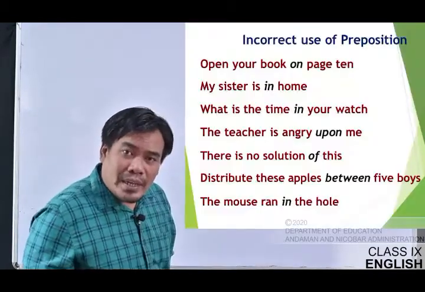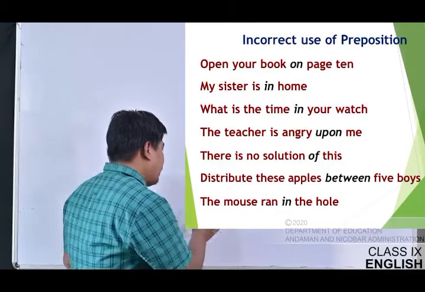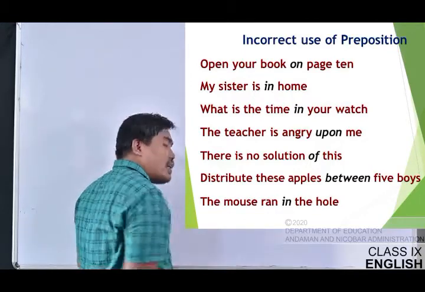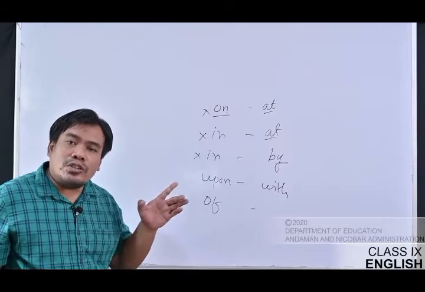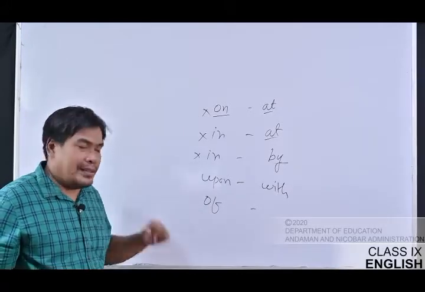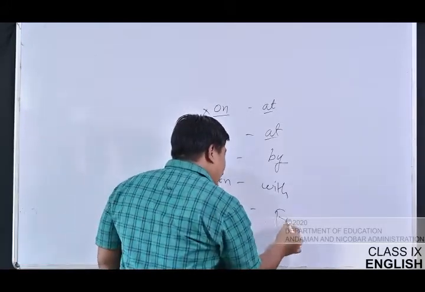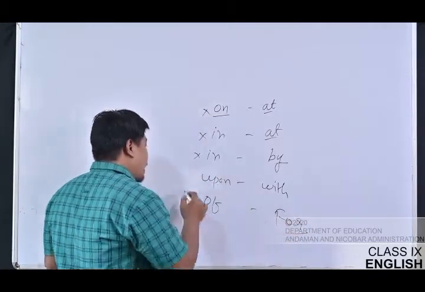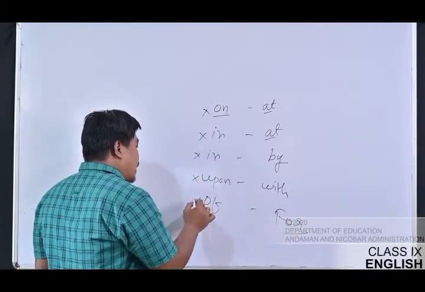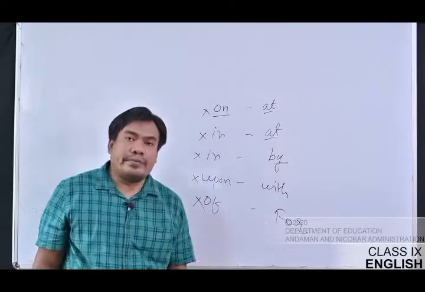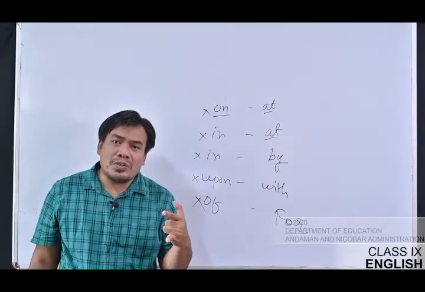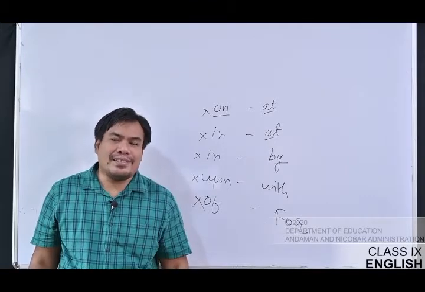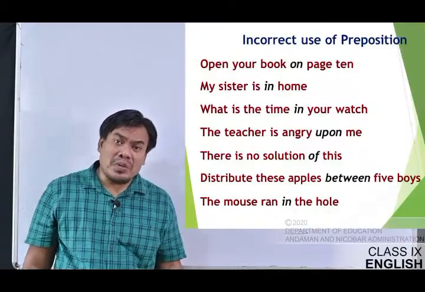The next one is of. Instead of writing of in the next sentence, what do you have to write? There is no solution for this. You have to write for. So this is incorrect, and for is correct. There is no solution for this. It's not, there is no solution of this. It doesn't make sense.